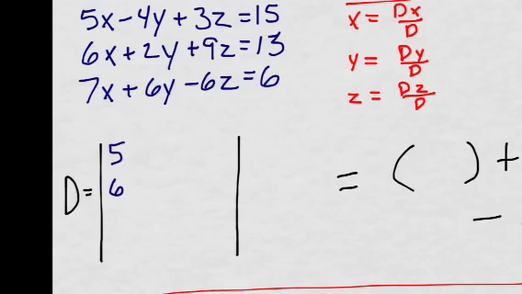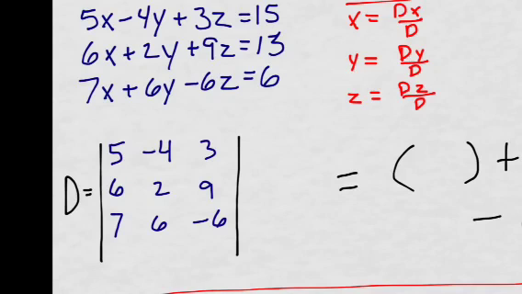I'm going to take the coefficients of the x's, y's, and z's in my equations, and that's going to be my initial matrix that I'm going to use to find the determinant. So 5, 6, 7, negative 4, 2, 6, and 3, 9, negative 6. Those are the coefficients: the first column is the coefficients of x, the second column coefficients of y, the third column coefficients of z.